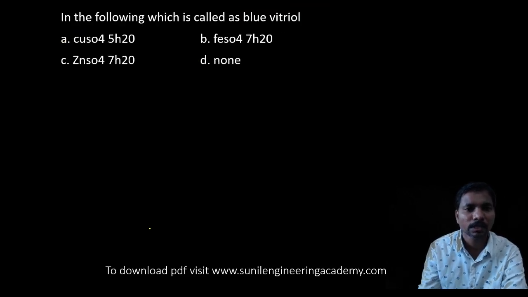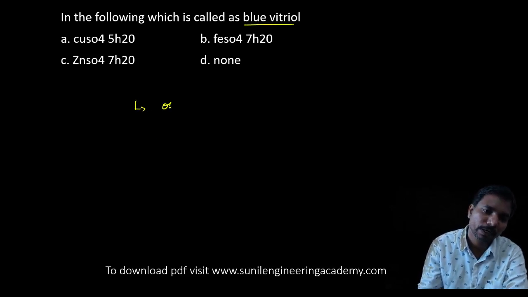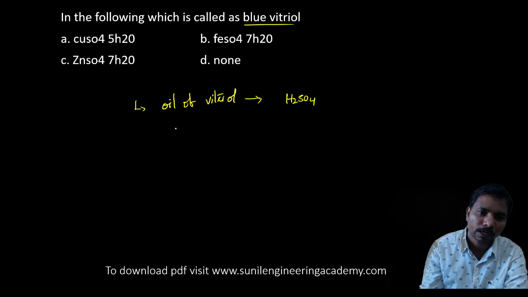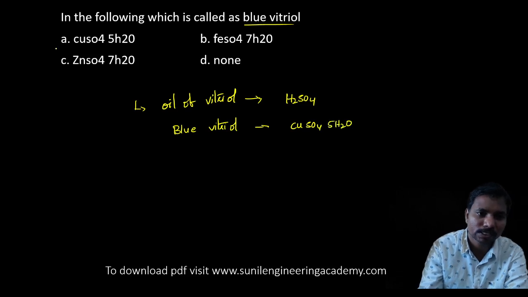Coming to the next one, which is also called as blue vitriol. In the theory class I have given, here we have some important points. Oil of vitriol. What is meant by vitriol? Vitriol is very dangerous, very violent. Oil of vitriol, H2SO4, sulfuric acid. And blue vitriol, copper sulfate. Copper sulfate is the blue vitriol. So answer is option A.